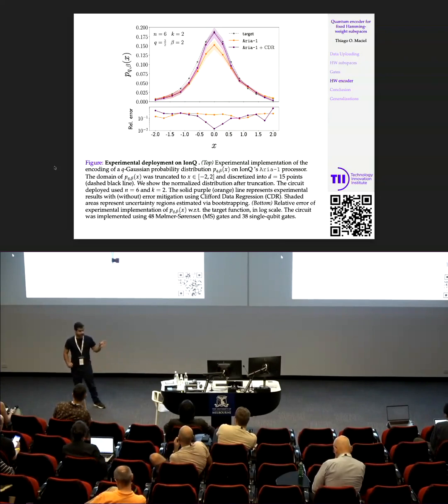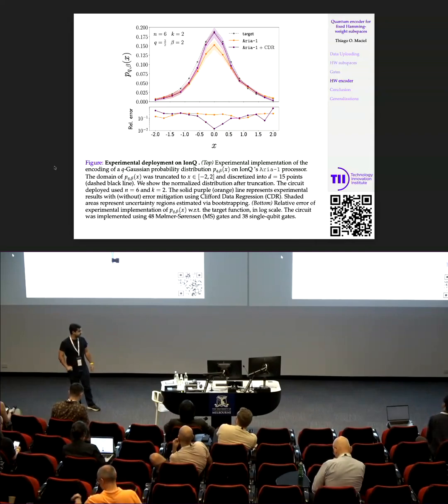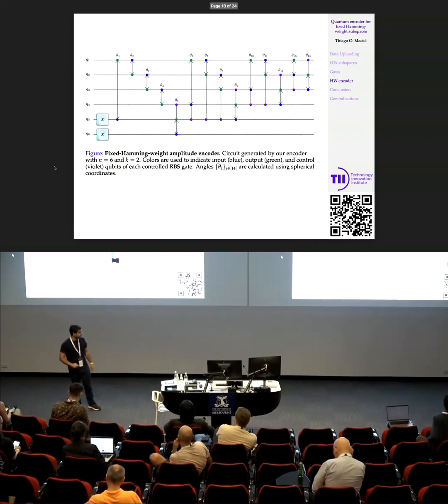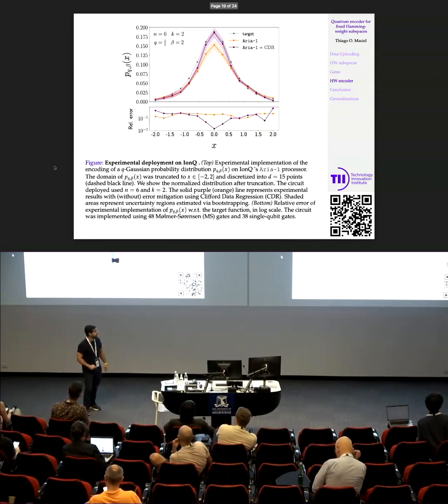We tried to encode a q-Gaussian distribution in a symmetric interval between 2 and -2. We discretized it using 15 points, which is exactly the size of the 6 choose 2 subspace. And after compilation on IonQ native gates, we used 48 MS gates and 38 single-qubit gates to run this circuit. And the result is the following.